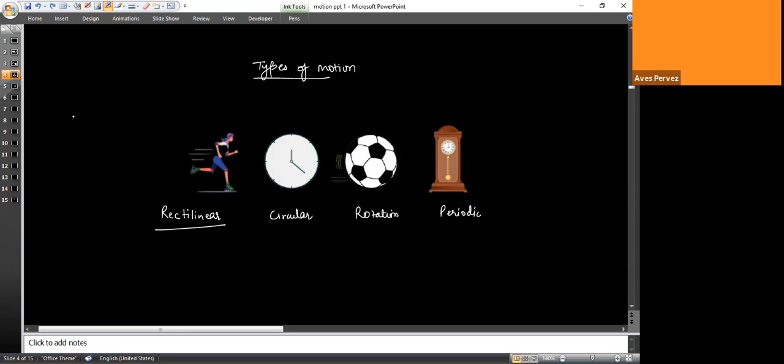Okay, if you are moving on the road, it is a rectilinear motion. Sorry, 2D motion. Rectilinear motion is 2D motion. Okay, next one is circular motion. Circular motion, you are very much familiar.